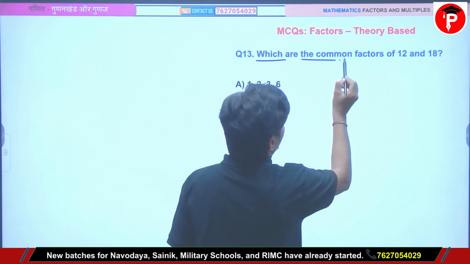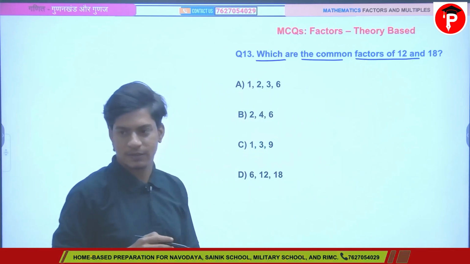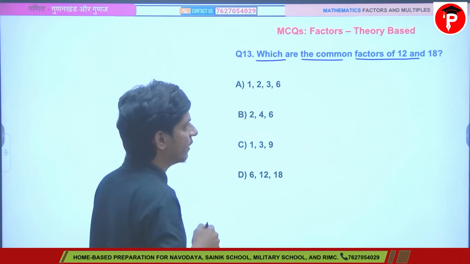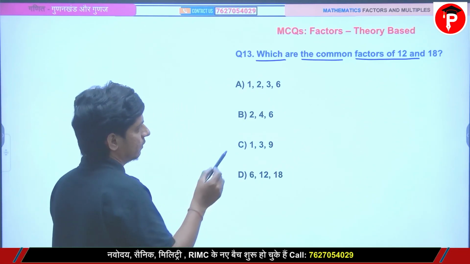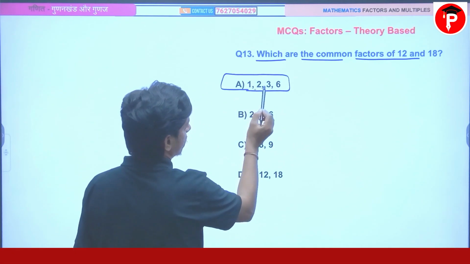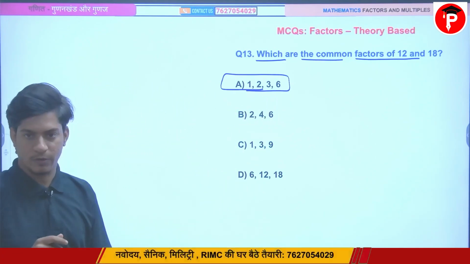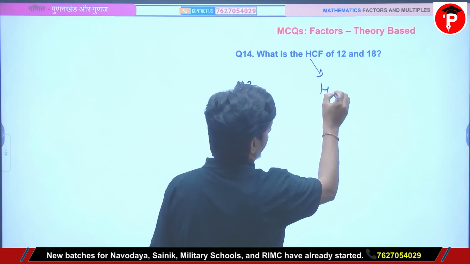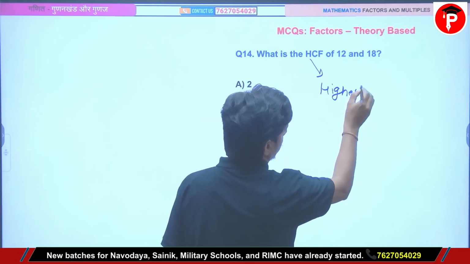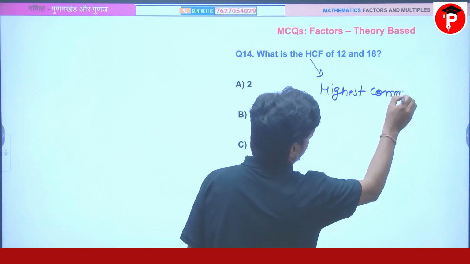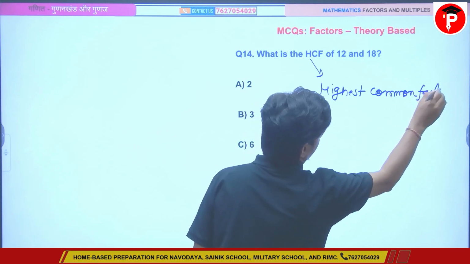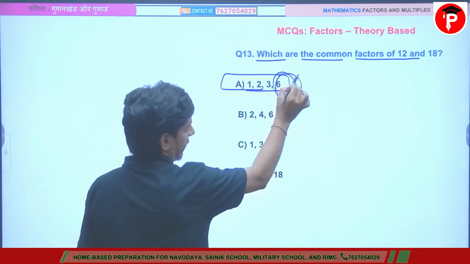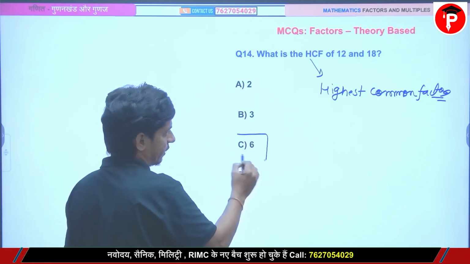Which are the common factors of 12 and 18? The common factors of 12 and 18 are 1, 2, 3 and 6. This question is repeated. We have already talked about this. Next, HCF, highest common factor or greatest common factor, of 12 and 18: the common factors are 1, 2, 3 and 6, and 6 is the highest. So 6 is the highest.